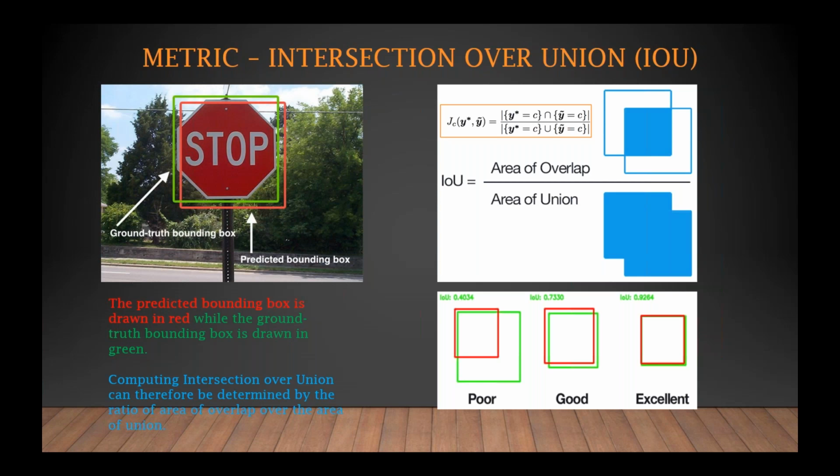The red box here is the predicted bounding box, and the green box here is the ground truth bounding box. The IOU is calculated as the area of overlap divided by the area of union, and the last figure there gives a sense of what kind of value corresponds to poor or excellent prediction.